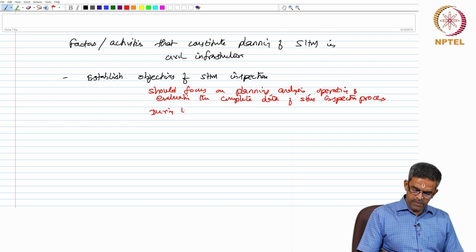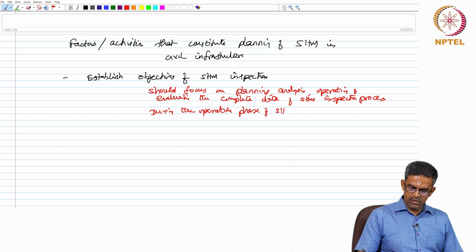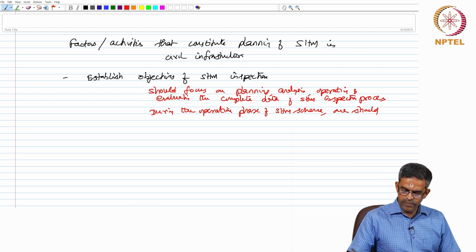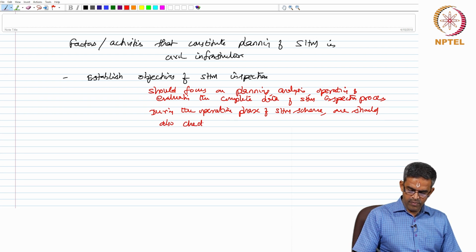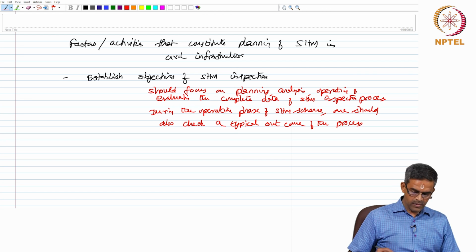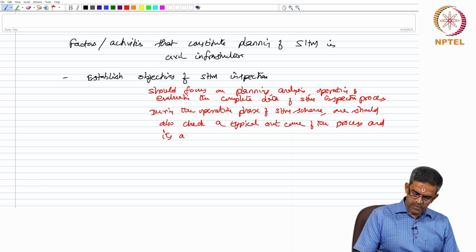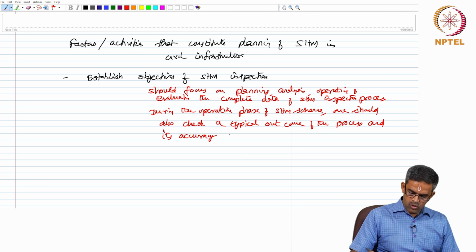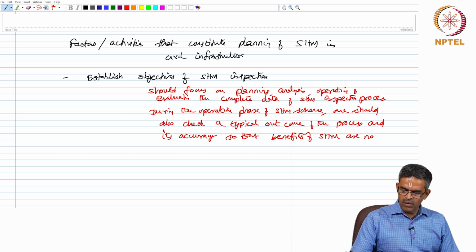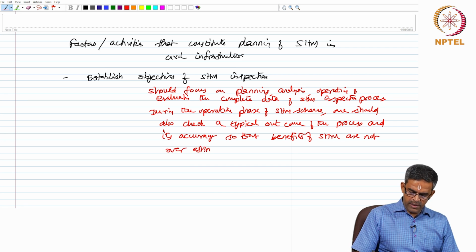During the operation phase of SHM structural health monitoring scheme, one should also check a typical outcome of the scheme or of the process and its accuracy, so that benefits of SHM are not overestimated.